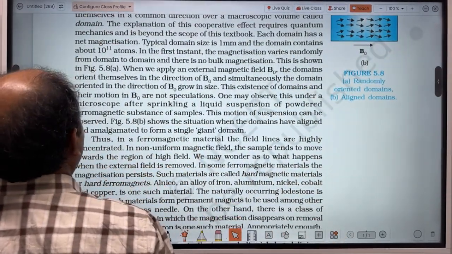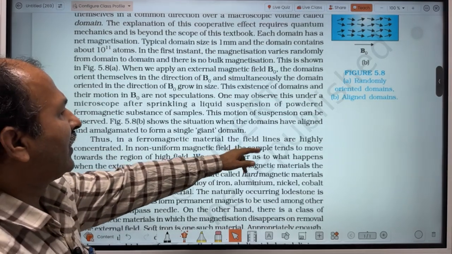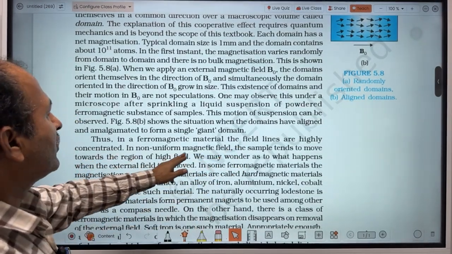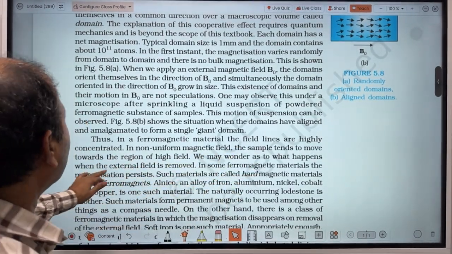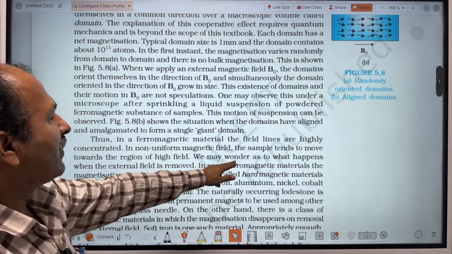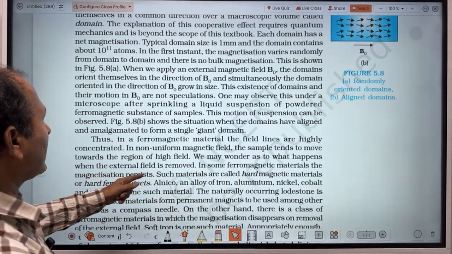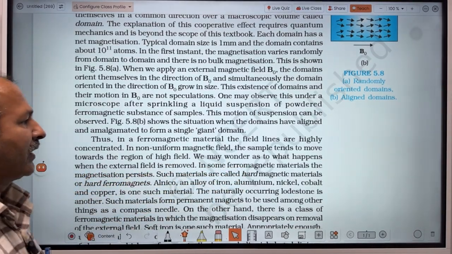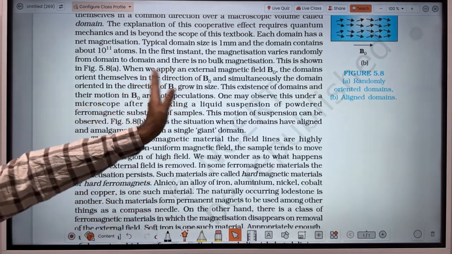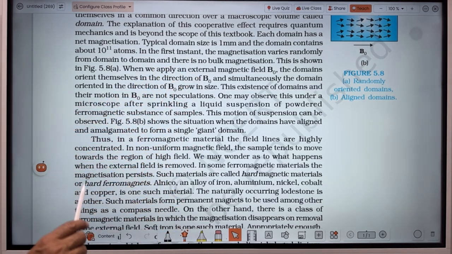So you have understood. Thus, in a ferromagnetic material, the field lines are highly concentrated. In a non-uniform magnetic field, the sample tends to move toward the region of high field. We may wonder as to what happens when the external field is removed. So if the external field is removed, then what will happen? These domains will arrange themselves as they were earlier.